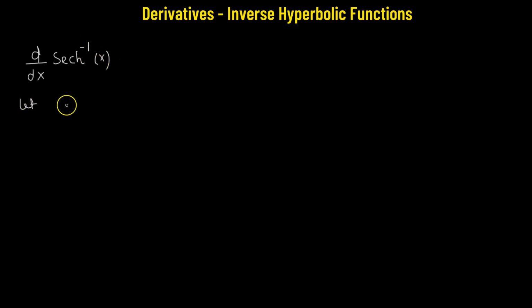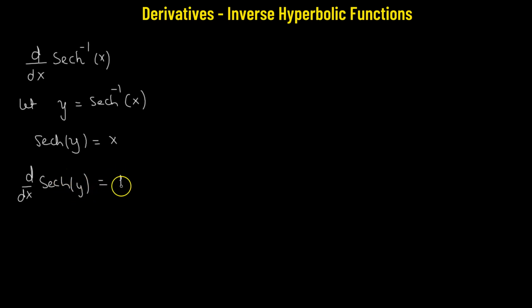Same, we'll perform the implicit differentiation. So let y be equal to secant hyperbolic inverse of x. Taking the secant hyperbolic function of both sides gives us secant hyperbolic of y is equal to x, taking the derivative with respect to x. So what is the derivative of the secant hyperbolic function? So this is negative secant hyperbolic y times tangent hyperbolic of y times the derivative of y with respect to x, which is equal to 1.